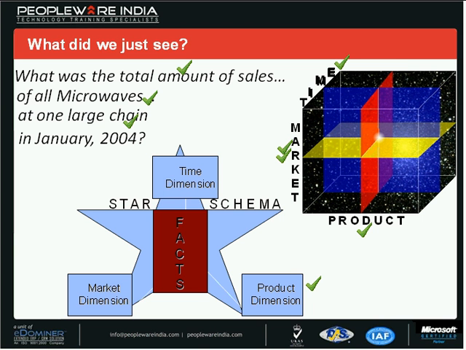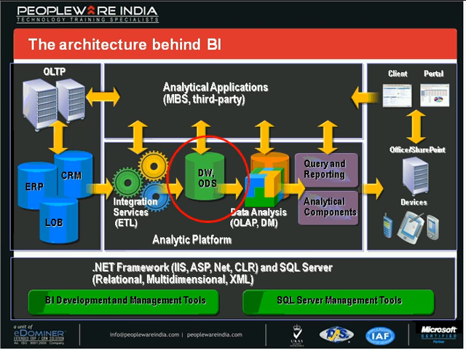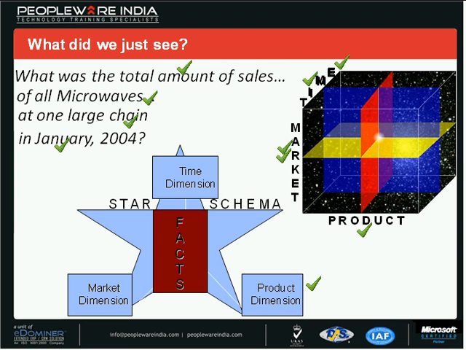The next is in January 2004. So January 2004 is time, right? So you want to see the sales figure of microwaves in one large chain in January 2007, and you have your third dimension coming up, that is time. And you will see the cube gets further diced with time dimension. And yes, the intersection of these three dimensions is actually the value that you want to see.